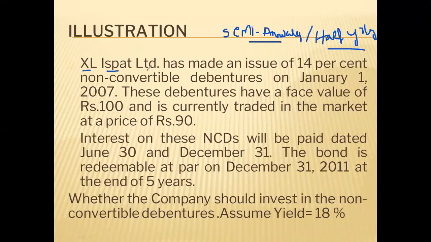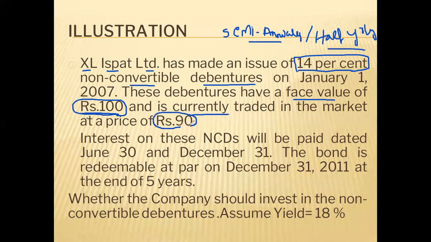Excel Ispat Limited has made an issue of 14% non-convertible debentures. Whether it is debentures or bond, the method of calculation will be the same, which we have already discussed in our previous classes. So Excel Ispat Limited has issued 14% non-convertible debentures. This is your coupon rate. The interest rate is 14%. These debentures have a face value of 100. So the face value of the debenture is rupees 100. Current market price is given as 90.